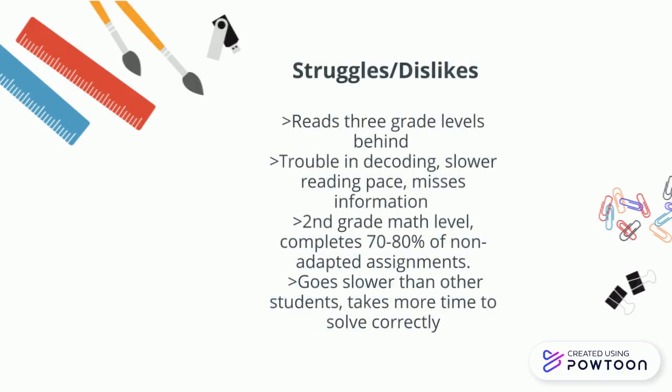Struggles and dislikes. Brian reads 3 grade levels behind his class. He has trouble in decoding. He has a slower reading pace and misses information. He has a 2nd grade math level and completes his work at 70 to 80% completion, and he goes slower than other students.